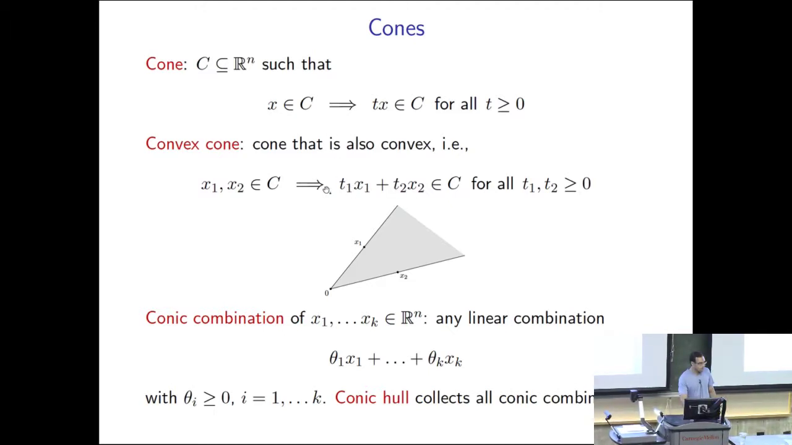So let me pause and ask, is every cone convex? Did I have to say that? Did I have to even separate this out? Is every cone convex? No. So what's an example of a cone that's not convex? Ice cream cone. An ice cream cone.